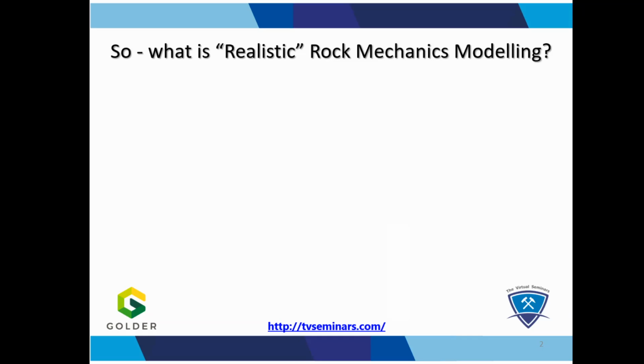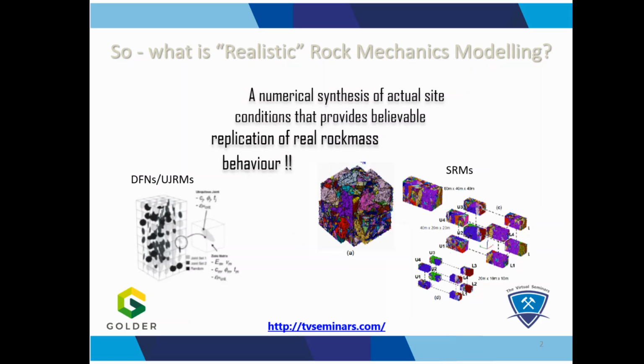We should always see modeling as a means to improve insight and not as a means to an end in itself. If modeling is to be of value, it has to be as accurate a replication of reality as possible. And that includes it being able to model the physics of the actual situation that we're trying to understand. So what is realistic rock mechanics modeling? Is it a synthesis of actual site conditions that provides believable replication of real rock mass behavior?